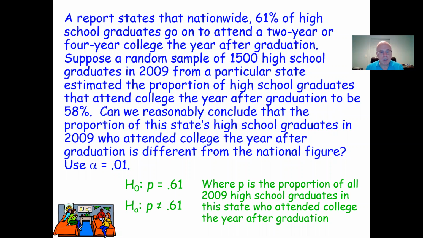All right. And you can see that the null always is equal to, so P is equal to 0.61. It's definitely a proportion problem because we're dealing with counting people and proportions. And the alternative hypothesis is that P is not equal to 0.61, again, because we're using the word different here, which means not equal to. Now, our sample proportion for the state: 1,500 is our sample size. Our sample proportion P hat is 0.58.